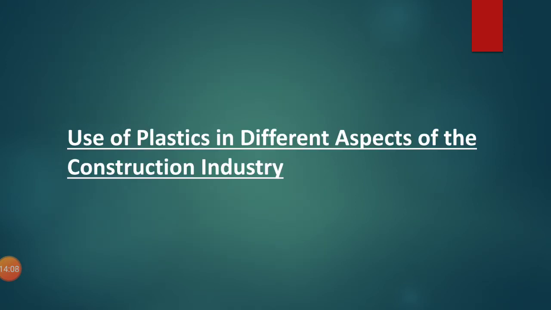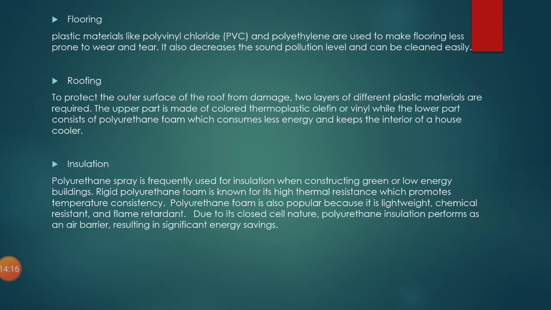Okay, now we'll be moving on to use of plastics in different aspects of the construction industry. Plastics may be used in the construction industry for a variety of different aspects. They may range from flooring, which is basically plastic materials like polyvinyl chloride, PVC, as we mentioned earlier, and polyethylene, used to make flooring less prone to wear and tear. It also decreases the sound pollution level and can be cleaned easily due to their good water permeable properties.